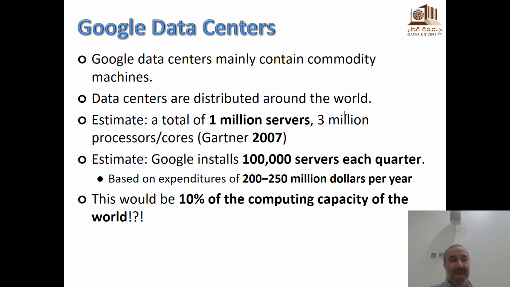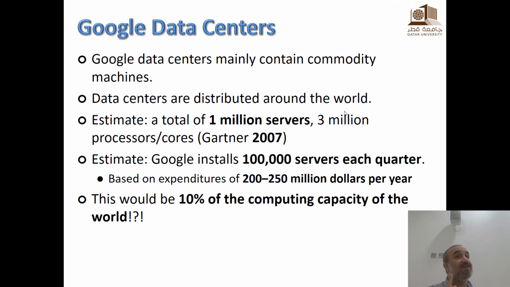So the data centers mainly have commodity machines, and that's what we discussed last time, right? What do you mean by commodity machines? Didn't we mention that last time? Like home machines, like desktops, at the power of desktops or laptops. Let's say desktops. So the machines that normal people will buy or can buy. Not powerful servers. And for Google, data centers, of course, are distributed around all the world.